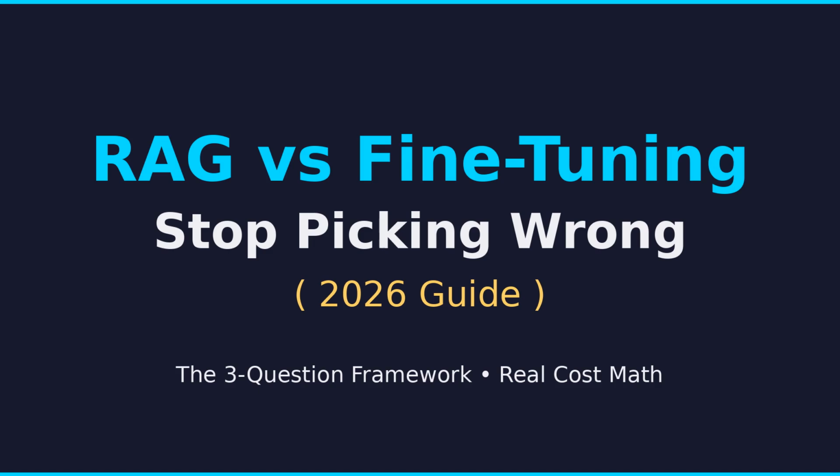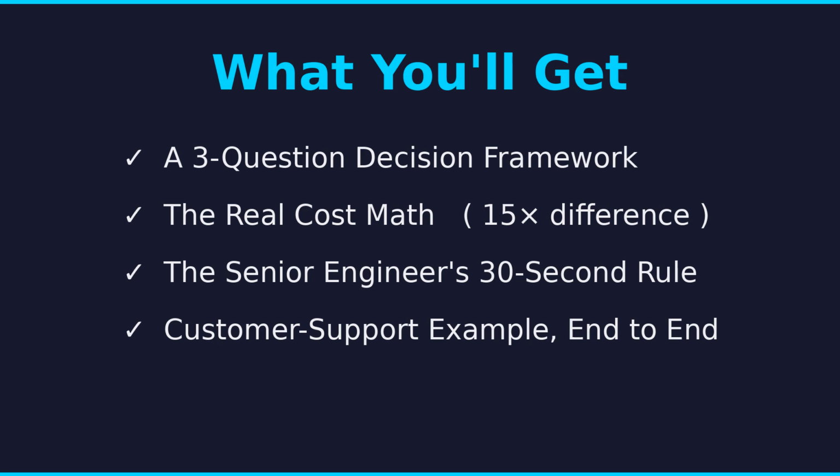A friend of mine just burned $4,000 fine-tuning a model for a problem RAG would have solved in an afternoon. If you're building anything with an LLM right now, the next 6 minutes will save you that mistake. I'm going to give you a 3-question framework that picks between RAG and fine-tuning every single time. We'll do the cost math, look at a real customer support example, and end with the one rule senior engineers use to decide in under 30 seconds.